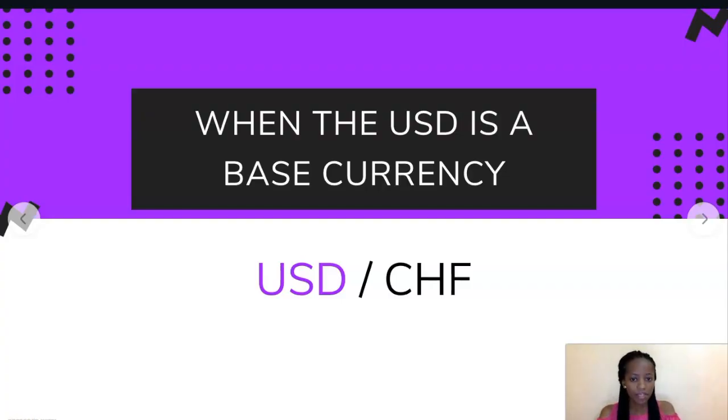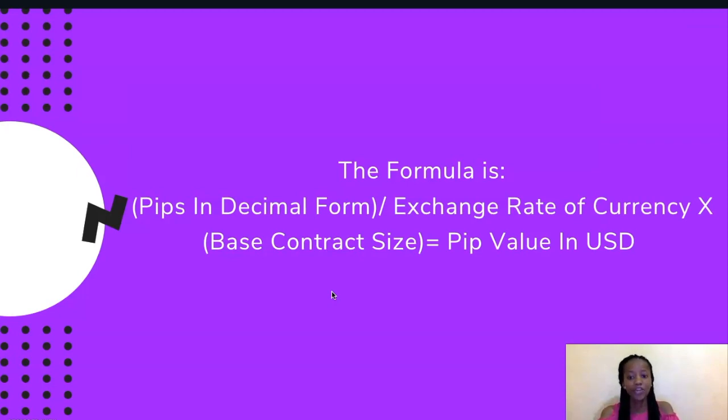And as we talked about in lesson 2, the base currency means that the currency is listed as the first currency. Let's calculate the monetary value of our pips when we have the USD as the base currency. The formula is your calculated pips in decimal form divided by the exchange rate of the currency multiplied by the base contract size. So that will give you your pip value in USDs.